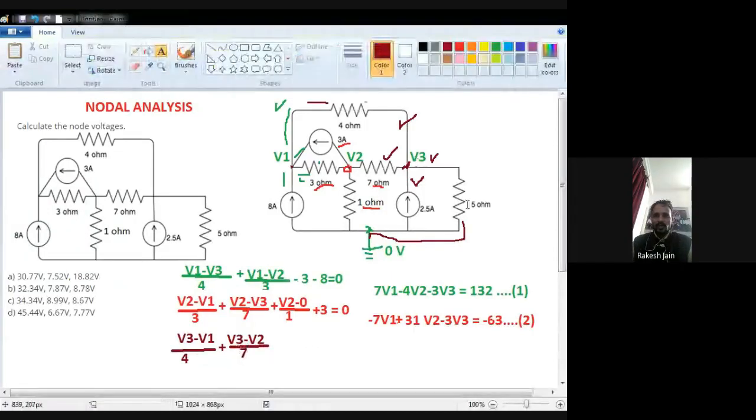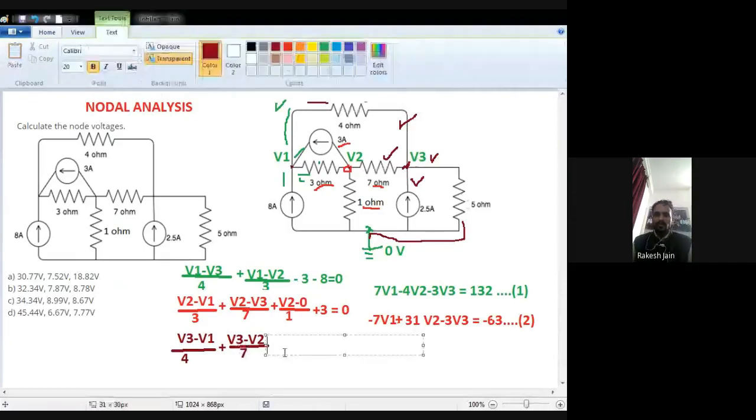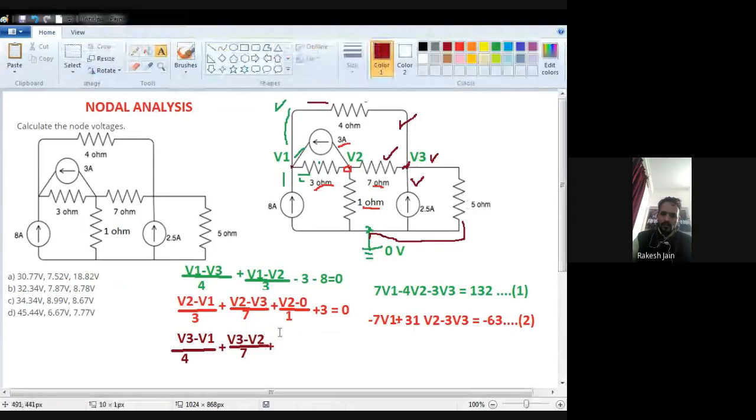Now see this 5 ohm resistance. So V3 minus 0 divided by 5.